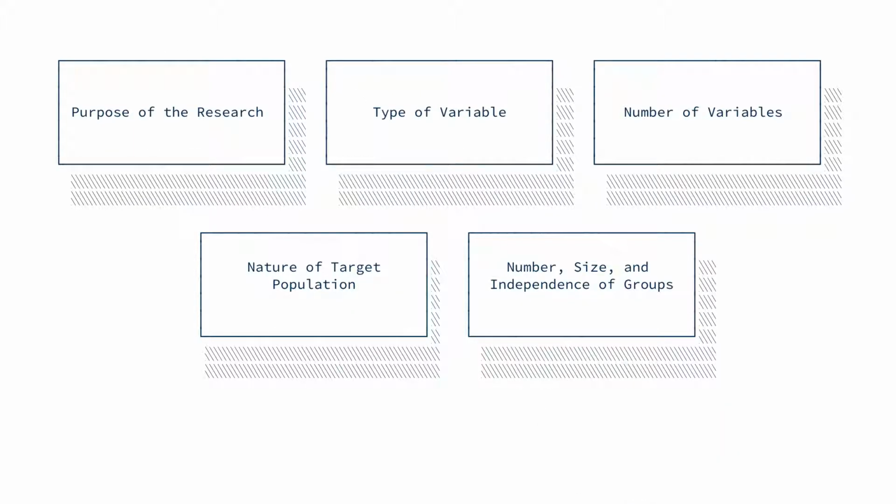So again, these are the items that we need to keep in mind. What is the purpose of our research? What is the type of the variable, and related to that, the nature of the target population? Are we looking at nominal, ordinal, interval, ratio data? And is our population parametric or non-parametric? How many variables do we have, and are we looking for relationships between variables, or are we just looking to measure those variables? And then within those variables, we need to look at the number, size, and independence of the groups of data that we've collected.